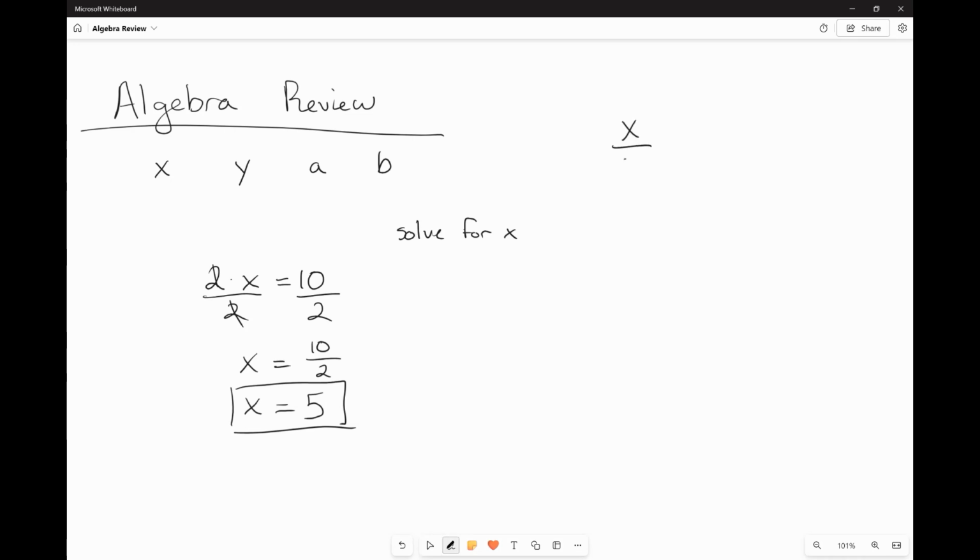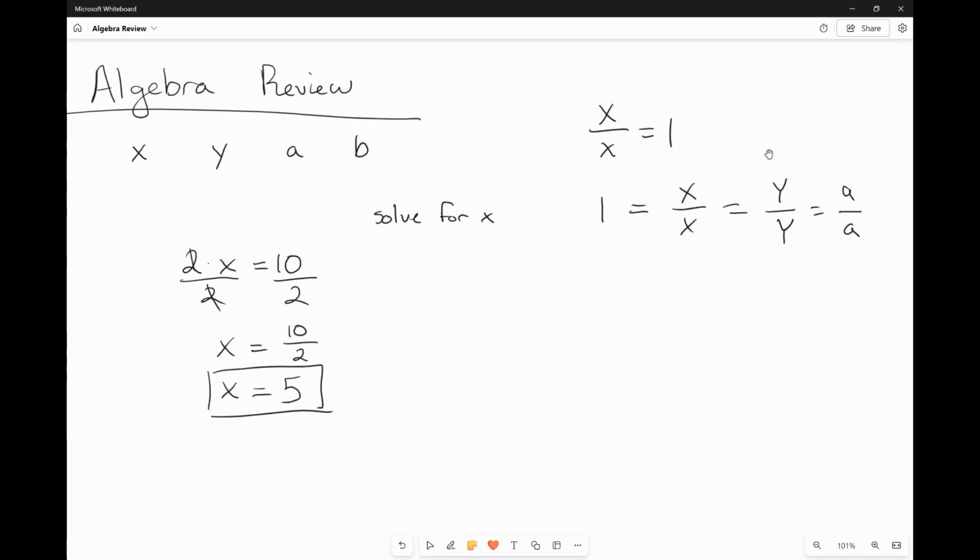x divided by x equals 1. Nothing too surprising there. What I'm saying is that any number or any variable divided by itself equals 1. Alternatively, if you ever have the number 1, you can say that 1 is equal to x over x. That's also equal to y over y, equal to a over a. The number 1 is equal to any value divided by itself. That can actually be a pretty valuable tool, and we'll see that play out as we move forward.